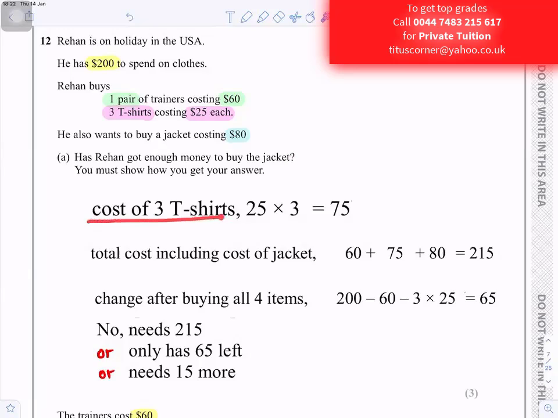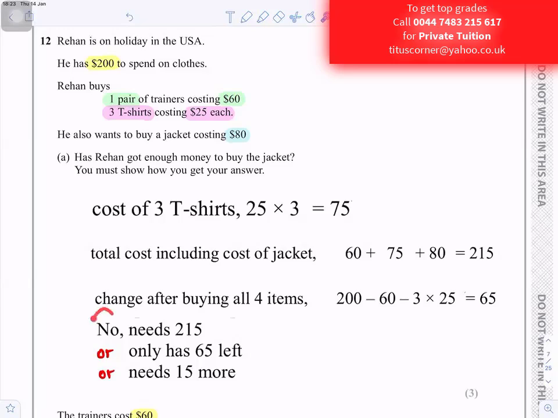So let's find out the cost of 3 t-shirts. It is 25 times 3, because 25 each and 3 of them. 25 times 3 gives you 75. Total cost, including the cost of the jacket. So the total cost is the $60 plus the 75 plus the 80. So the total cost is 215. That's the 60 plus 75 plus 80. It's 215. So your change after you buy all 4 items. So 200 minus 60 minus 3 times 25, that gives you 65.